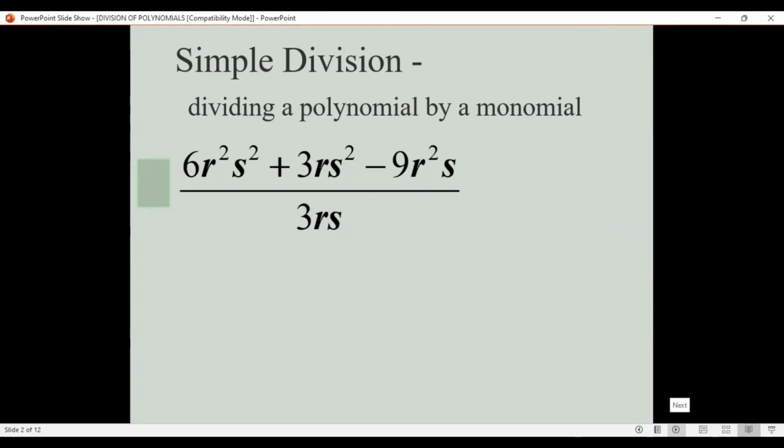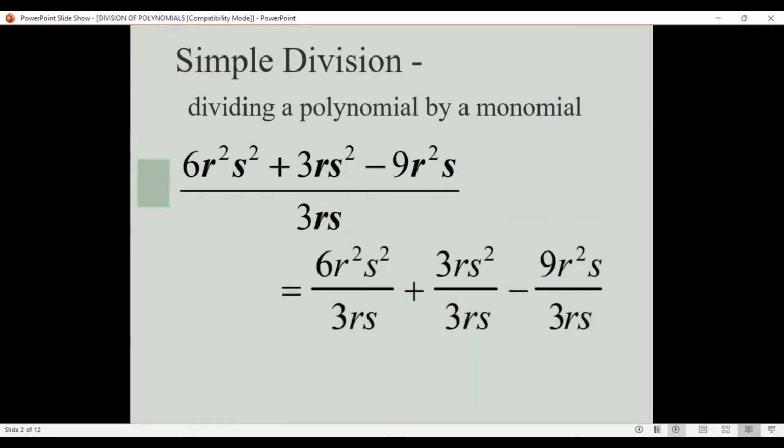What we need to remember is the distribution process. So we need to distribute the divisor, which is 3rs, to each of the terms we have in the dividend. Doing that, we have 3r squared s squared all over 3rs. And then, as you notice, we have a positive there, so that means you have plus. We have, again, the term 3rs squared all over 3rs, minus, because that is a subtraction that we have there, 9r squared s all over 3rs.